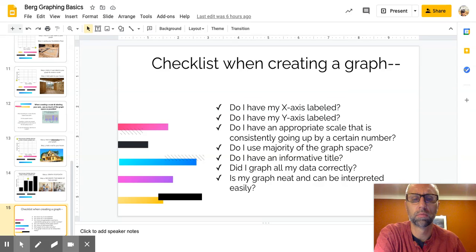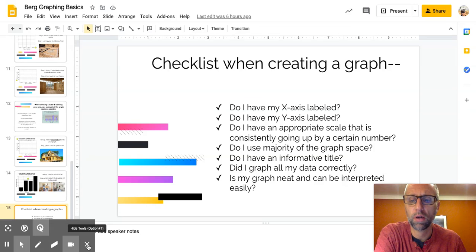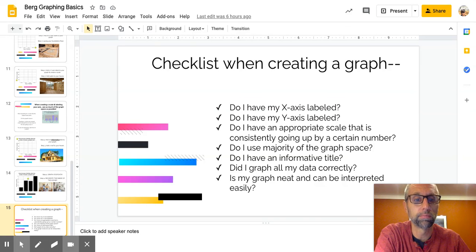So again, label the x-axis, label the y-axis, make sure you have a good scale. Do you use most of the space? Do you have a title that tells what you're actually doing? And then did you put in all of your data correctly? That's what we're looking for to make a good graph. Tomorrow we're going to get to do some practice in reading graphs, and then next week we're going to start making some graphs. So if you have questions, let me know. Otherwise, good luck and make some graphs.